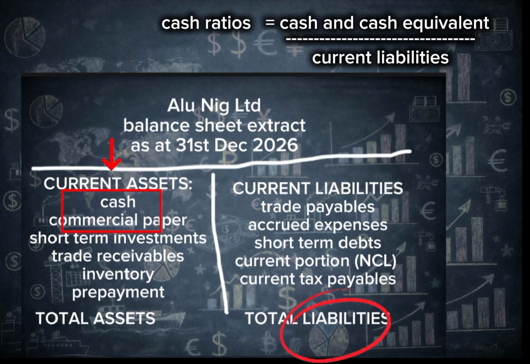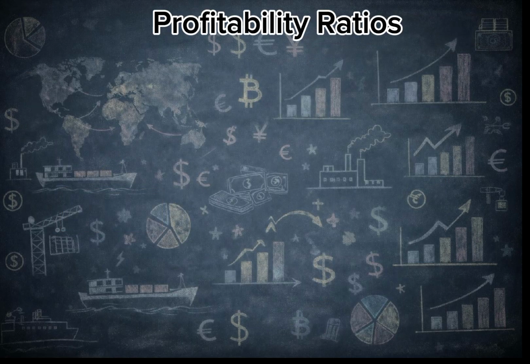This ratio is very conservative. It is a very stringent ratio, and it is normally used by creditors who want their payment impromptu or as soon as possible. Profitability ratios.